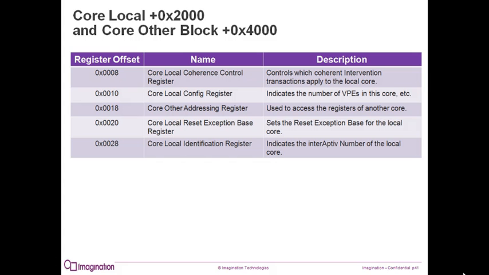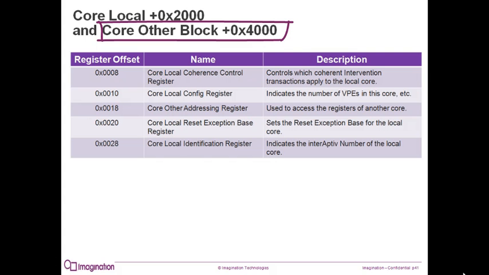The next two blocks in the control address space are the core local and the core other blocks. These blocks are local to a specific CPU. The core local block can be accessed at offset hex 2000 from the GCR base address. Using this address, all CPUs will see their own local set due to the magic of hardware. Hardware knows what CPU the address is being requested from, and it directs the request to the correct core local block.